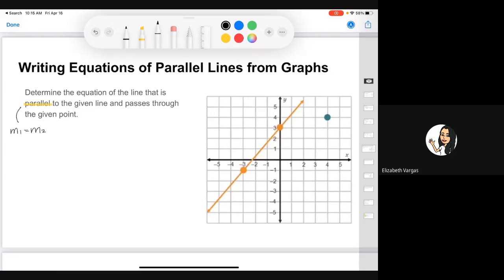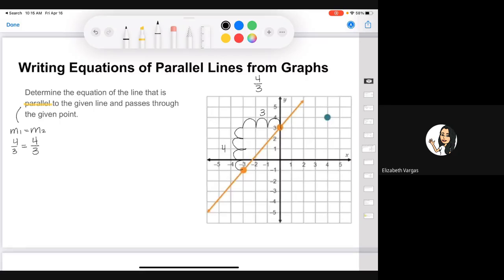So the slope of your given line, again, you can do rise over run because you're going by ones, or you can put it into your slope intercept form. I'll just go ahead and do rise over run. 2, 3, 4. So 4 upward. 1, 2, 3. So 4 over 3. So that is my slope. So I know that my slopes have to be equal. So my slope of the line that I'm looking for is also going to be 4 over 3. Again, I can put this into my slope formula, whatever your preference is.